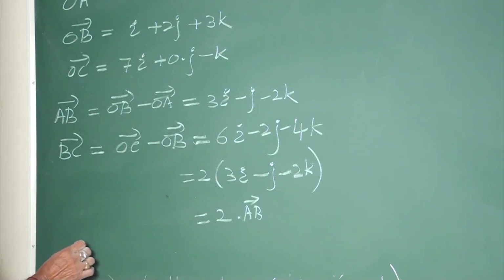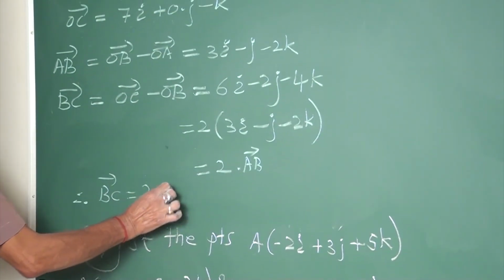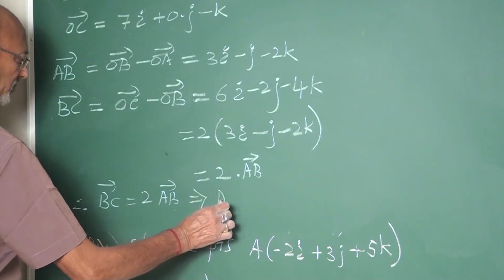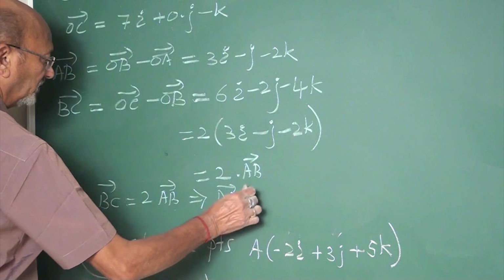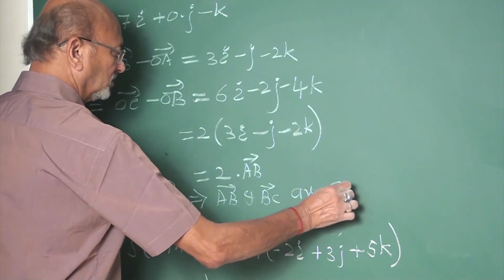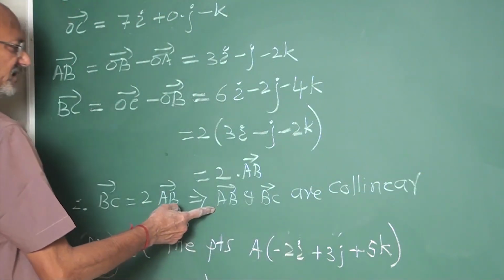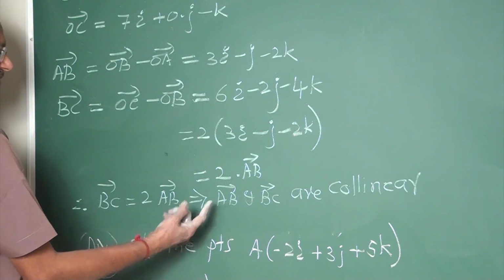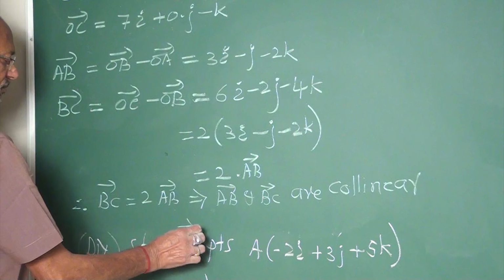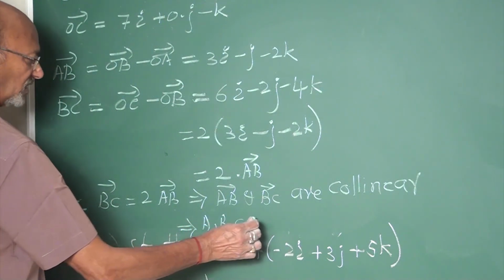Yes. Therefore, vector BC equals 2 times vector AB, which implies vectors AB and BC are collinear vectors. Directed line segments being collinear means they lie on the same line, which implies the points A, B, C with these position vectors are collinear.